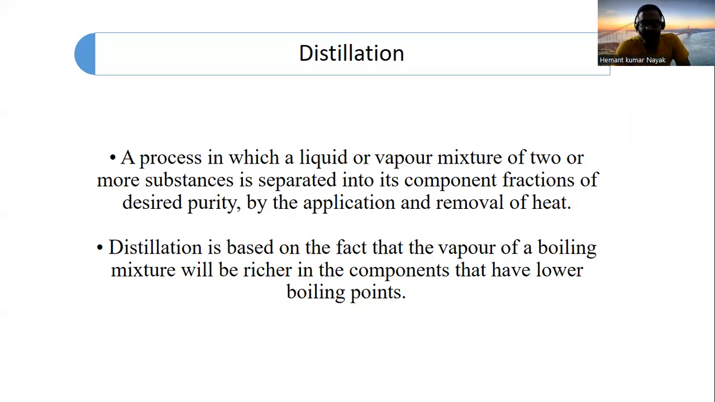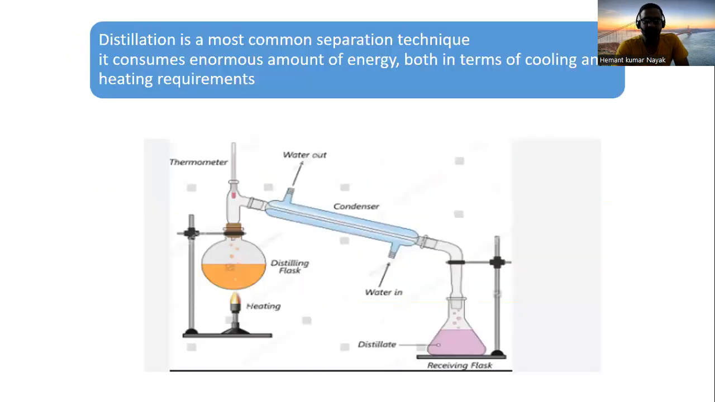Separation of components is achieved by application and removal of heat. Distillation is based on the fact that the vapor of a boiling mixture will be richer in the component that has a lower boiling point. So if a component has a lower boiling point, it will vaporize fast, and based on that boiling point, we can separate different components. This is basically the definition of distillation: by heating the sample, based on boiling point, we can separate the components.